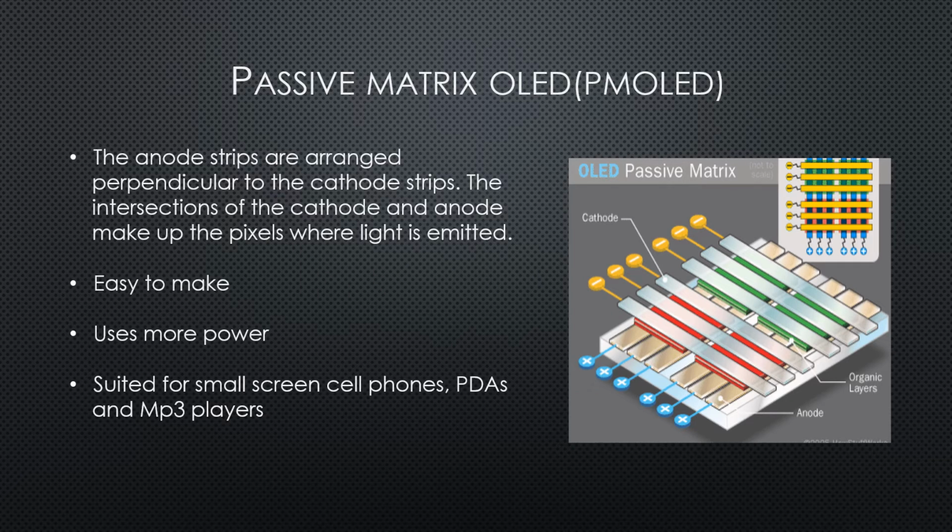So first type of OLED is the passive matrix OLED. In this, the anode strips are arranged perpendicular to the cathode strips. The intersection of cathode and anode makes up the pixel where light is emitted. It is relatively easier to make. On the other hand, it uses more power. It is suited for the small screen cell phones, PDAs and MP3 players.